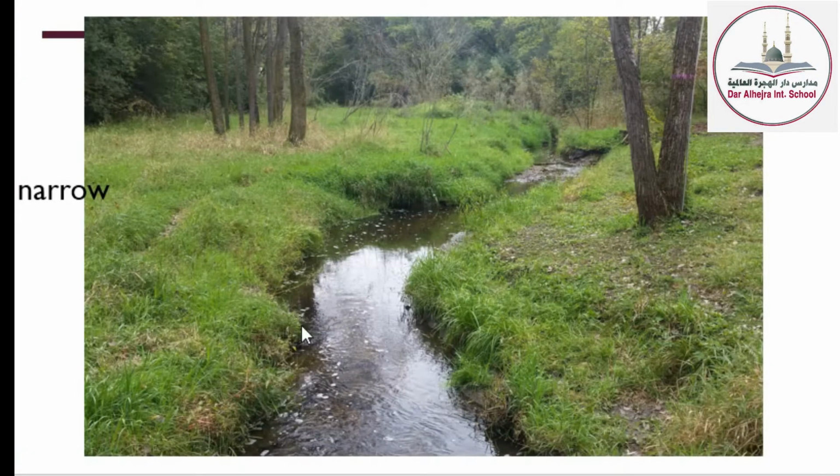The next type is narrow. This is the width, and that is how we tell whether water is narrow or wide. If the water is narrow, you can jump across between the two lands next to the water. So this is narrow water. It is narrow because the space between the two sides of the water is so close, so you can just jump between the two sides.